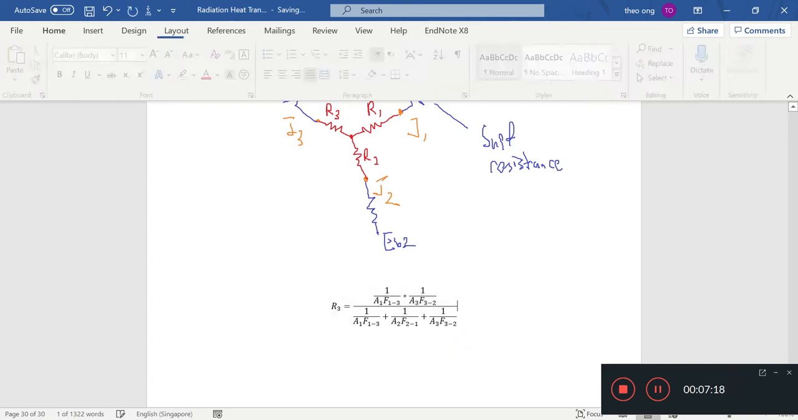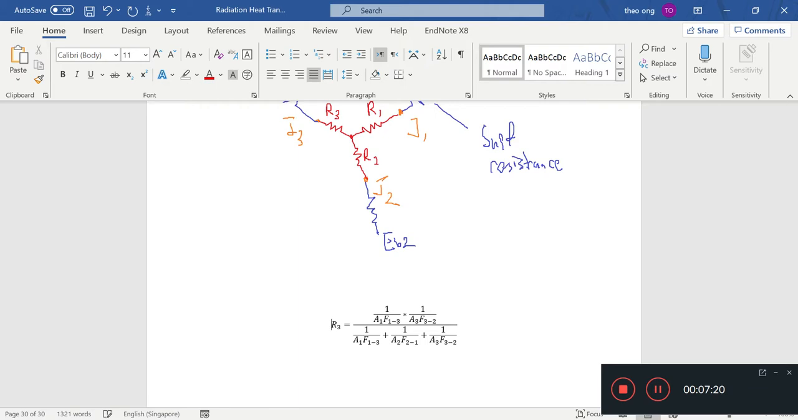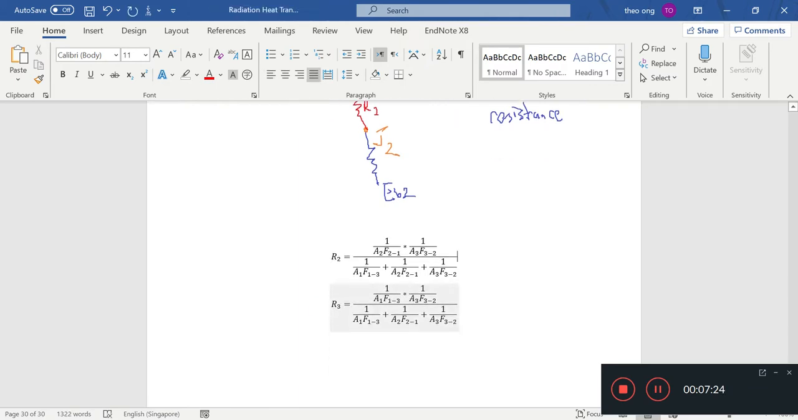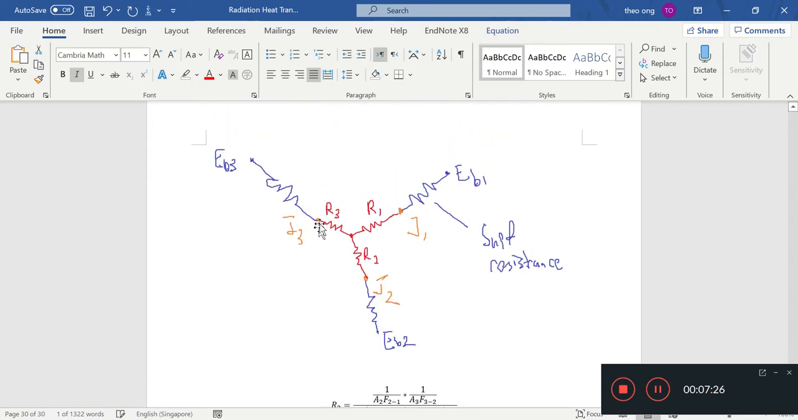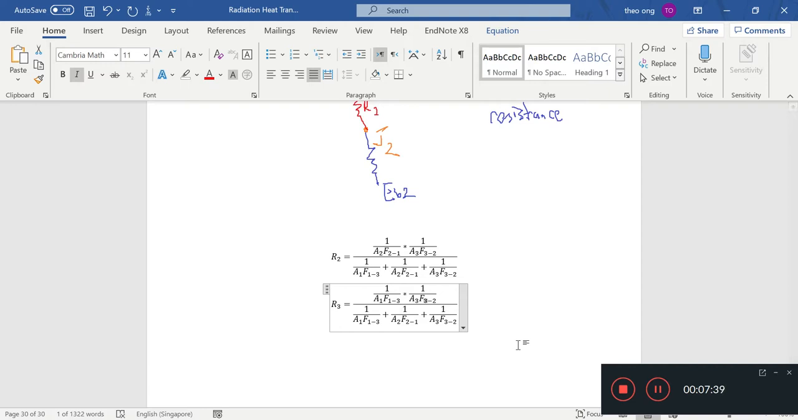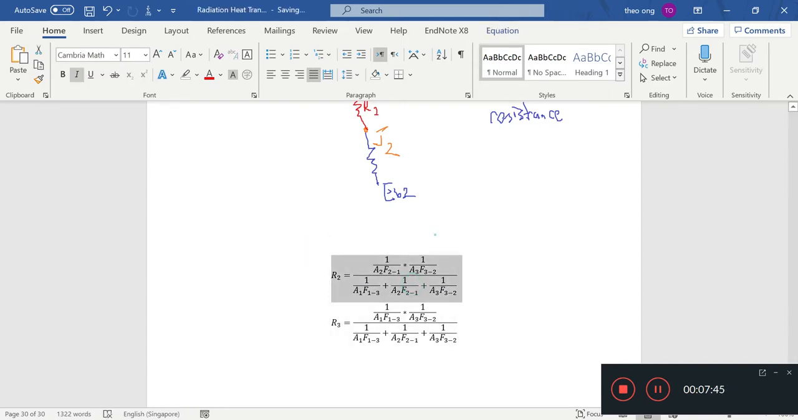Why am I doing that? Because there's a pattern there. So wherever you see R3 going to the third node, any view factor with a number 3 in it, that will be what you place in the numerator. Similar case for R2 and now R1 as well.